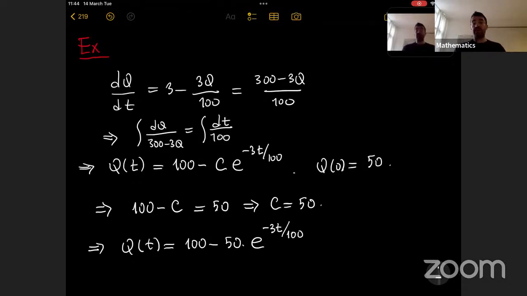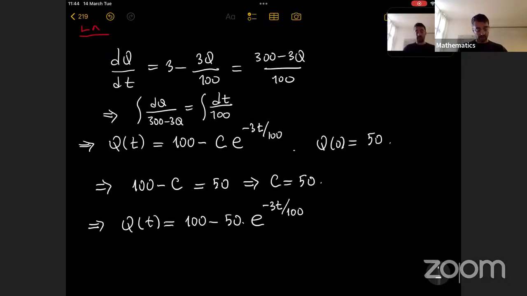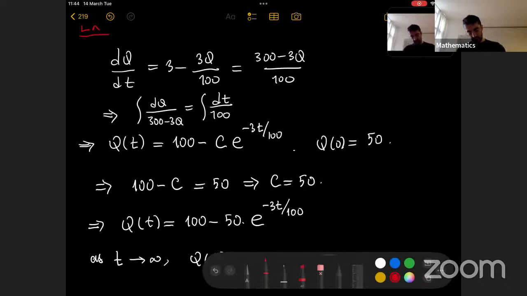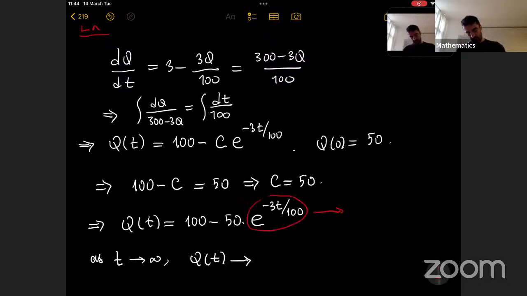The question is, after a very long time, what is Q(t)? So as t goes to infinity, Q(t) will approach where? Well, this exponential term will approach zero as t goes to infinity. That's why Q(t) approaches 100, okay? 100 kilograms after a very long time. Okay.